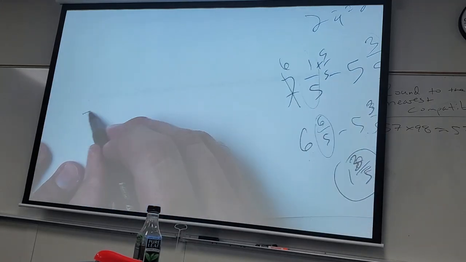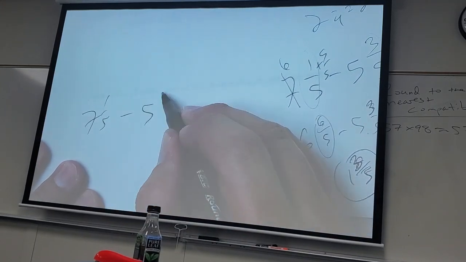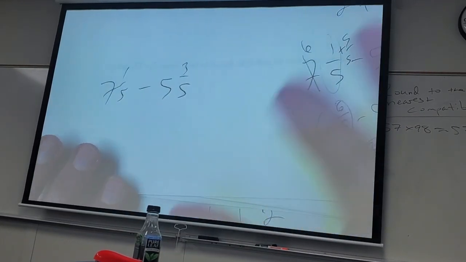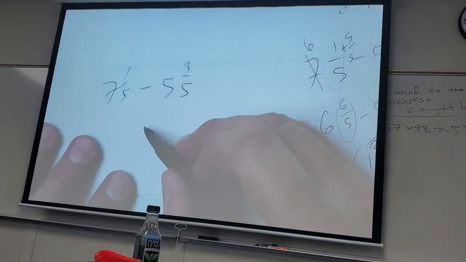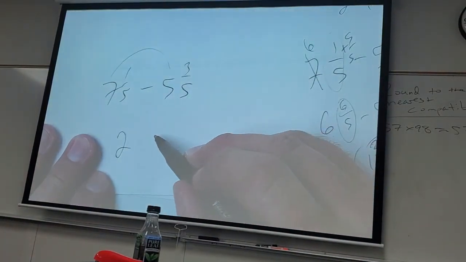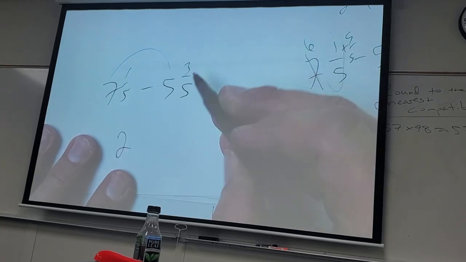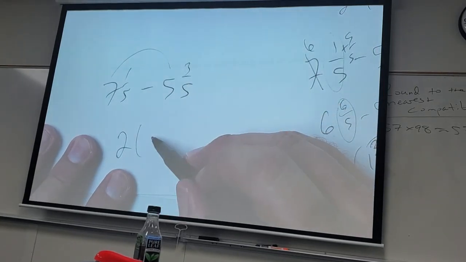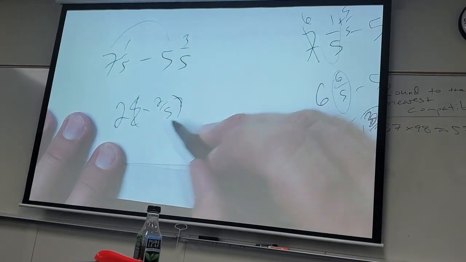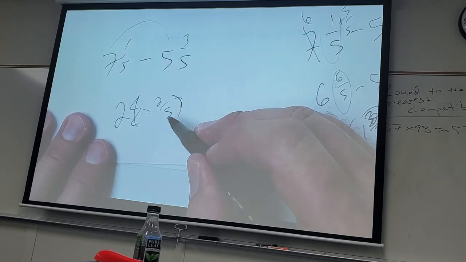This is kind of cool. Just because I'm doing this, I want to show you guys this. I'm going to go one step further. Now watch. I'm just going to do 7 minus 5 is 2. And what's 1/5 minus 3/5? Negative 2/5, right? So what's 2 minus 2/5?